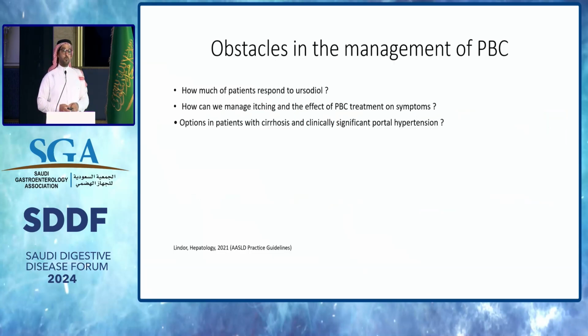These are some of the obstacles we face in the management and the treatment of PBC. How many of the patients will have inadequate response to Ursodiol? It's around 40%. And also we need to do a better job at managing some of the symptoms of PBC like pruritus and their impact on the patient's quality of life. Many of the medications and the options we have cannot be used in patients with decompensated cirrhosis. So can we use some of the new medications? I guess we need to wait for some of the new clinical trials that try to address this question.